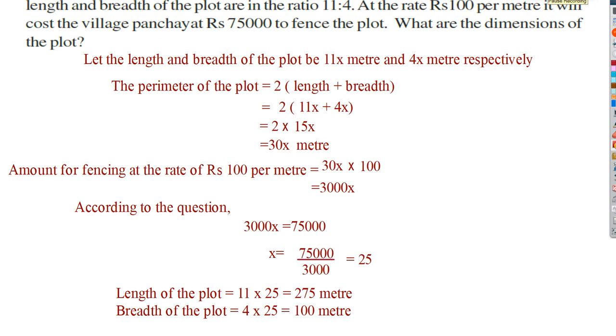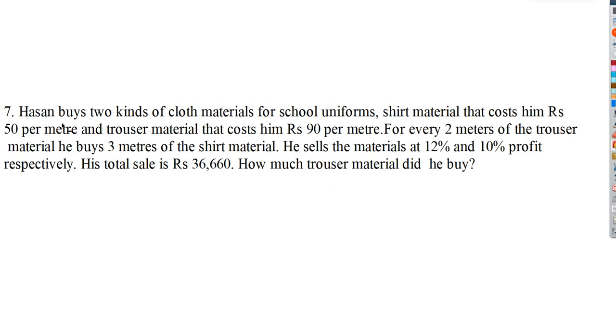Here is question number 7. Hasan buys two kinds of cloth material for school uniform. Shirt material that costs him rupees 50 per meter and trouser material that costs him rupees 90 per meter. For every 2 meters of the trouser material, he buys 3 meters of the shirt material. He sells the material at 12% and 10% profit respectively. His total sale is rupees 36,660. How much trouser material did he buy?